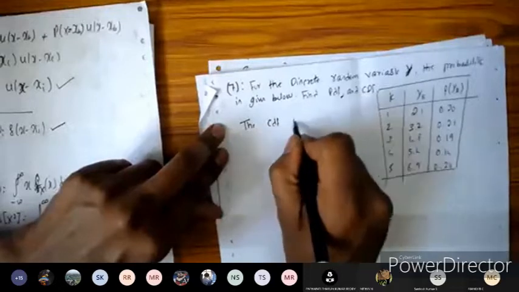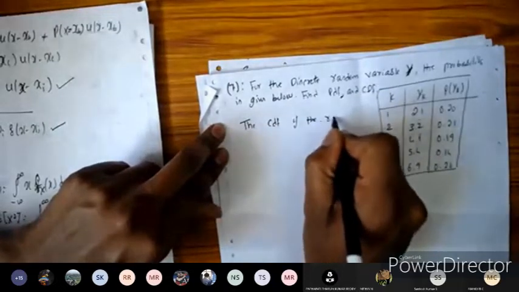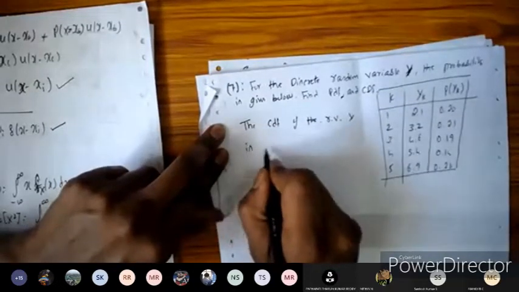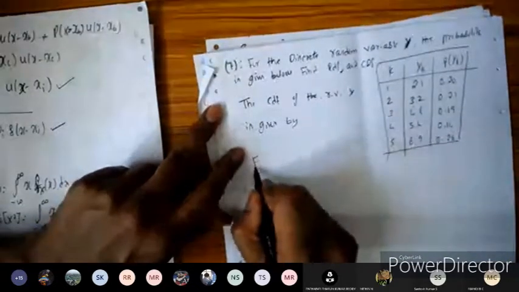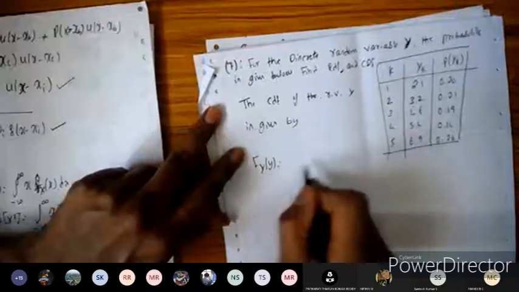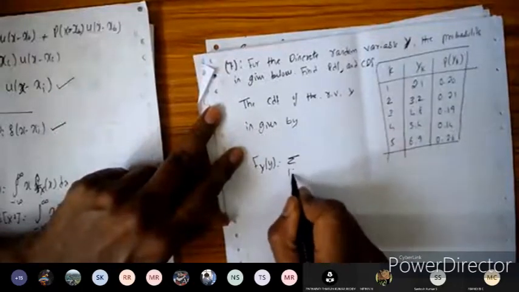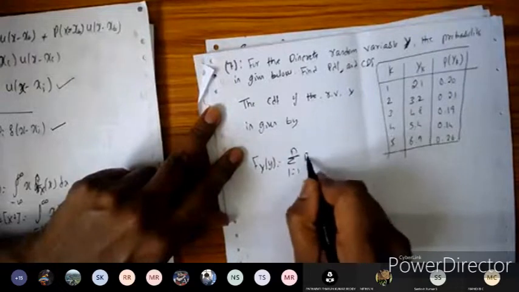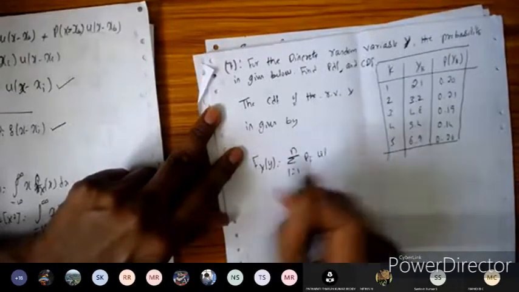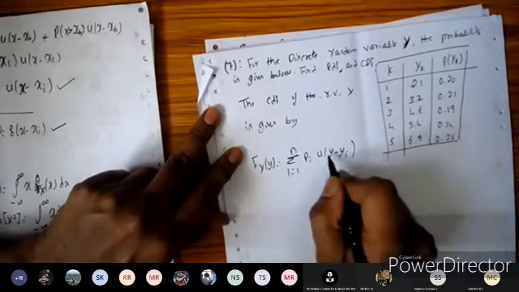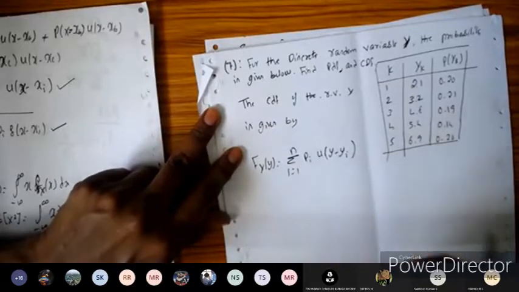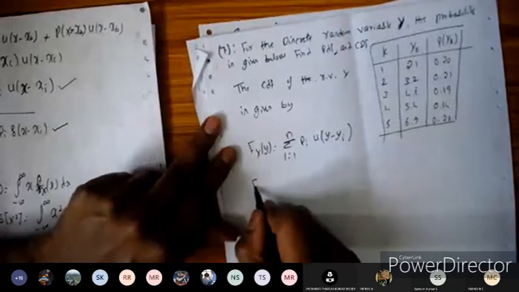The CDF of the random variable y is given by the formula in terms of y: the summation from i equal to 1 to n of pi into u of y minus yi, where u is the unit step function. Now expand the summation.